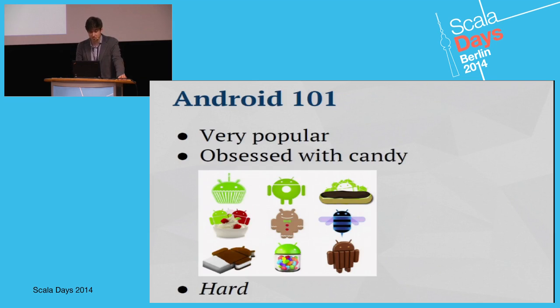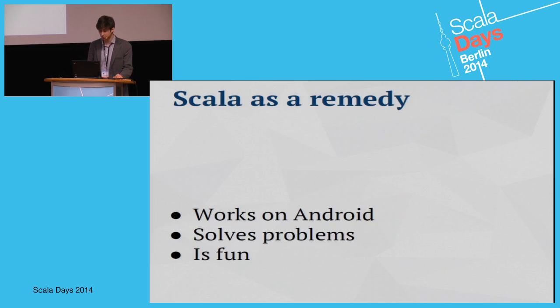So since we are talking about Android, a small wrap-up. It's a very popular mobile platform. They design their logos and version names after candy names for some reason, and it's quite hard just because of the things that I mentioned. And well, let's see if we can use Scala to actually overcome these problems. And Scala actually works on Android, and it does solve some of these problems. And I think it's fun, and everyone who's here at Scala Days, I think, would agree with me.